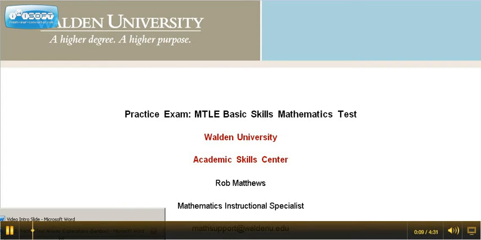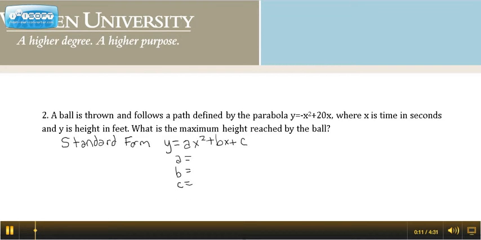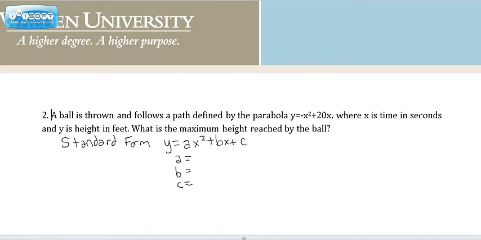In this video we're going to take a glance at number 2 from the MTLE practice exam. It reads, a ball is thrown and follows a path defined by the parabola y equals negative x squared plus 20x, where x is time in seconds and y is height in feet. What is the maximum height reached by the ball?